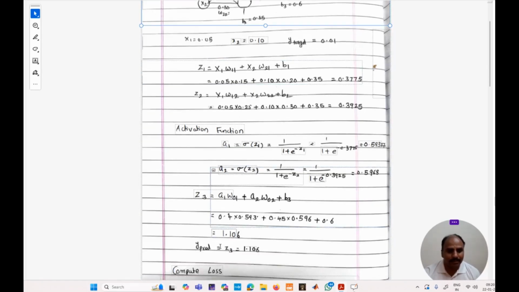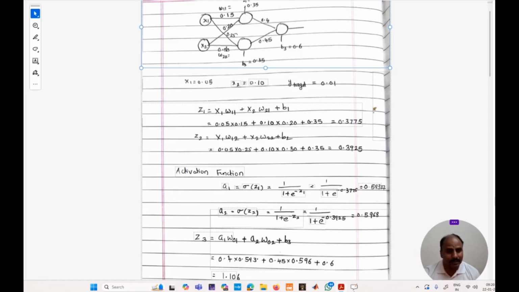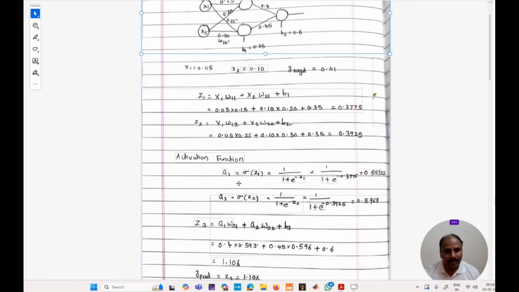Okay, which is obtained from the Z3. So y prediction equals Z3, that is 1.106. Now the output is obtained. Then what is the actual output we have to get? That is 0.01. But the predicted output, which is calculated from the random weights that we initially took, is 1.106. Okay.